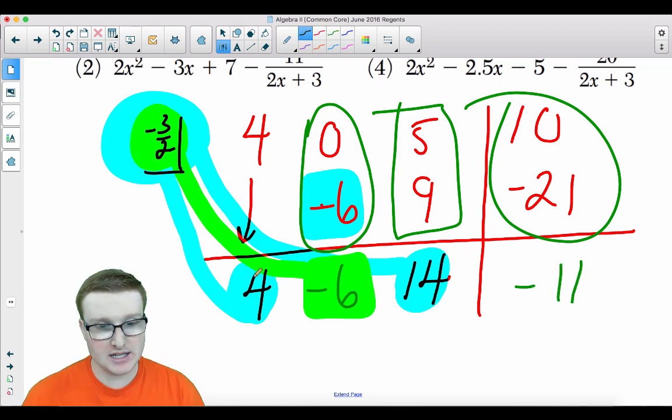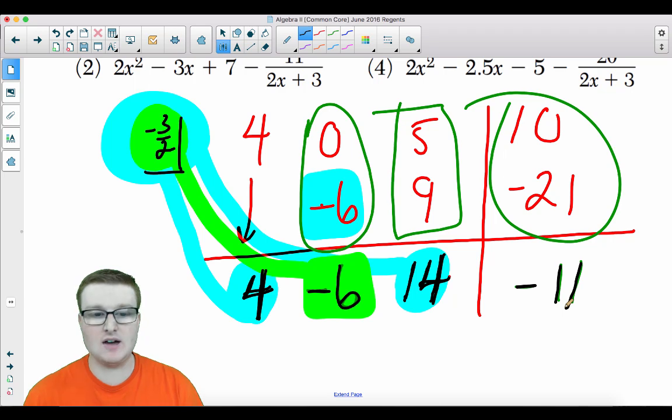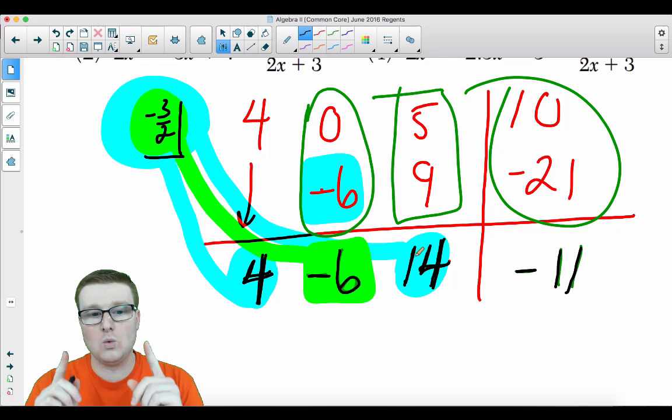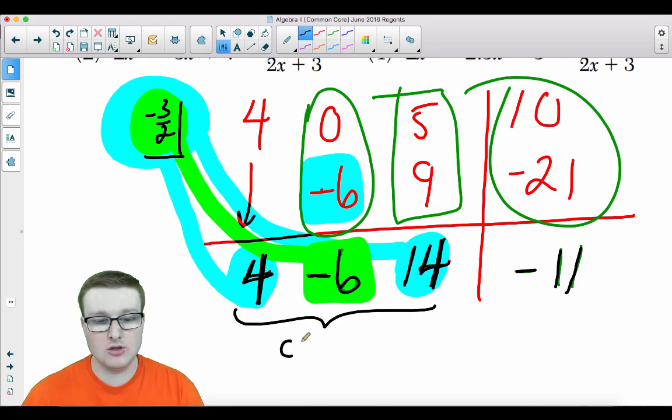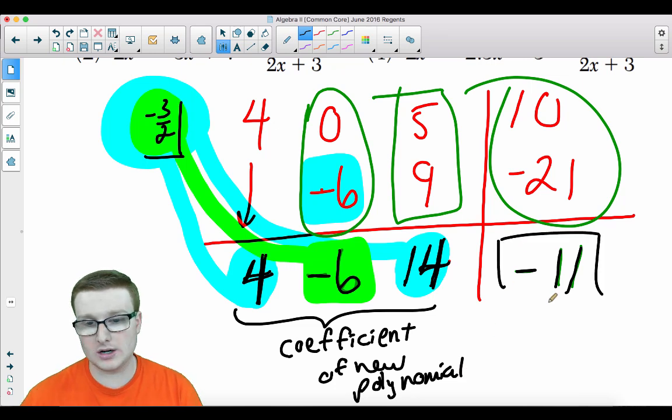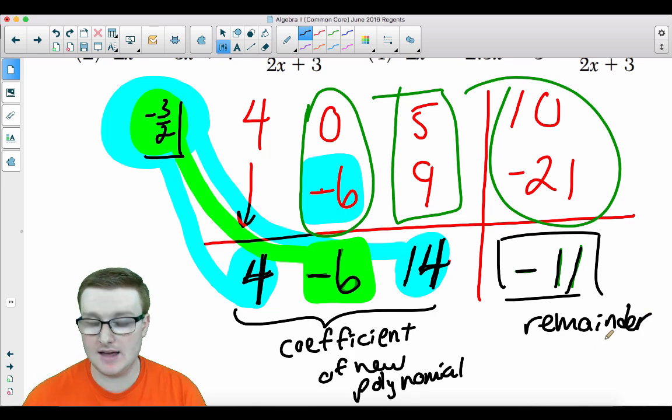Now, ladies and gentlemen, let me explain to you what I just did. So we have a 4, a negative 6, a 14, and a negative 11. What I just found here is I synthetically divided this polynomial. What do I get? Well, these are now the coefficients of my new polynomial. And this 11 over here in its lonesome corner, this is your remainder. So there's a remainder of negative 11.